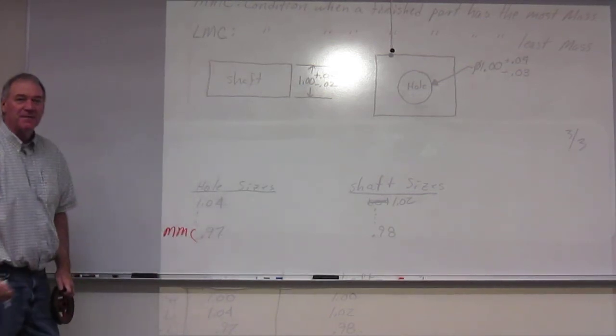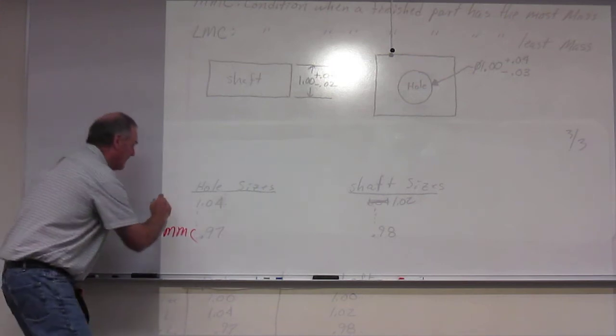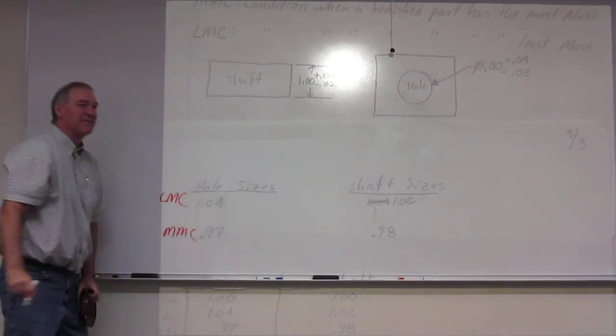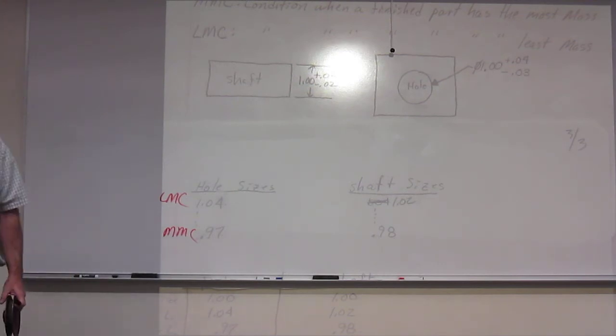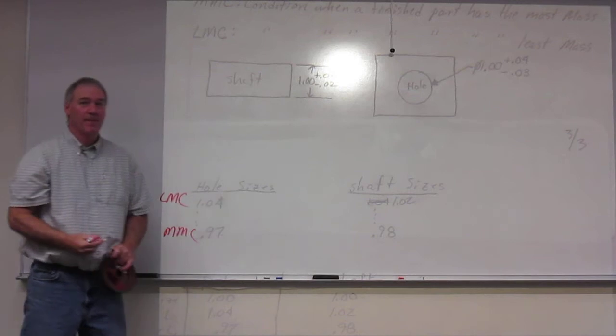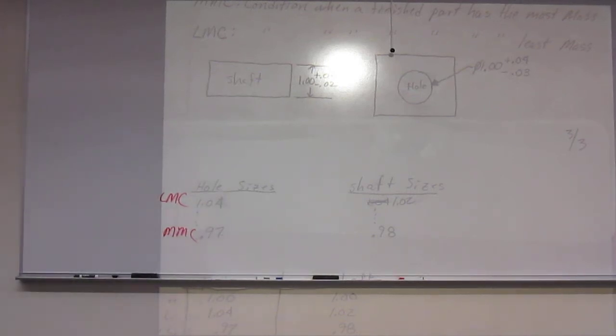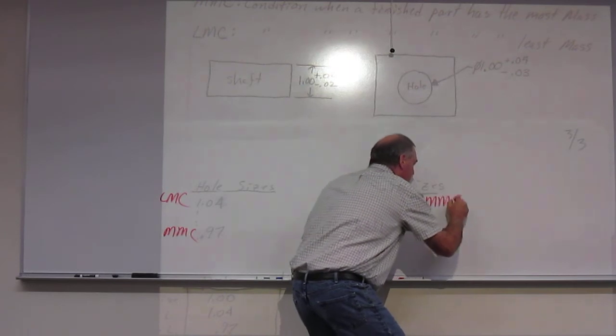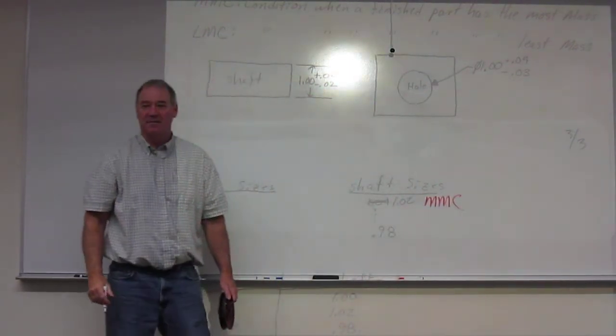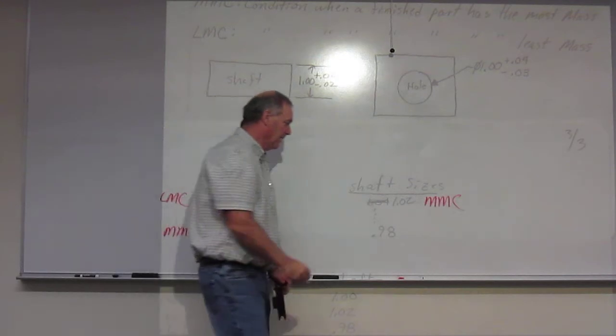We have another term out there called LMC, which stands for least material condition. So that would be the highest. Yes. Now, on the shaft, when does the shaft have the most mass? 1.02. Yep. When the shaft is the biggest, it has more mass, right? This is LMC.